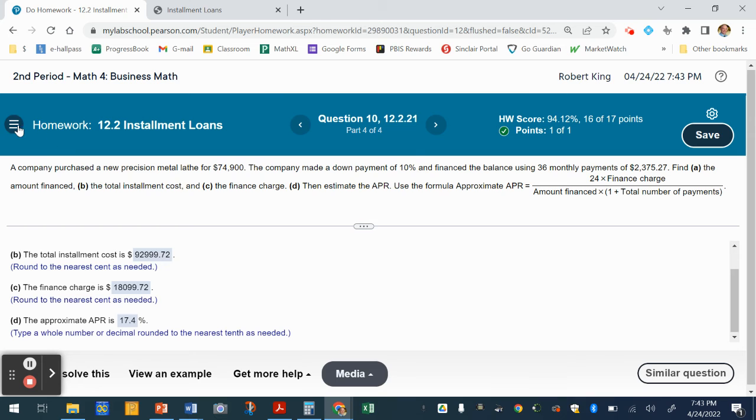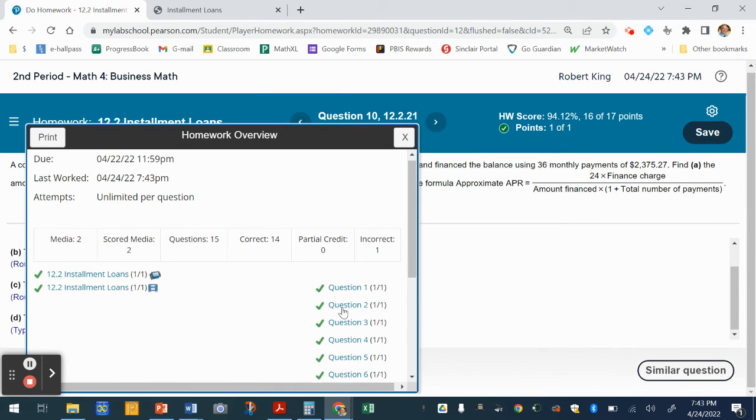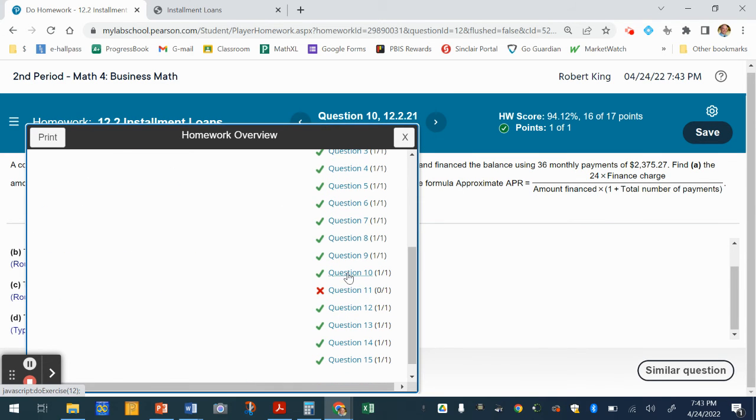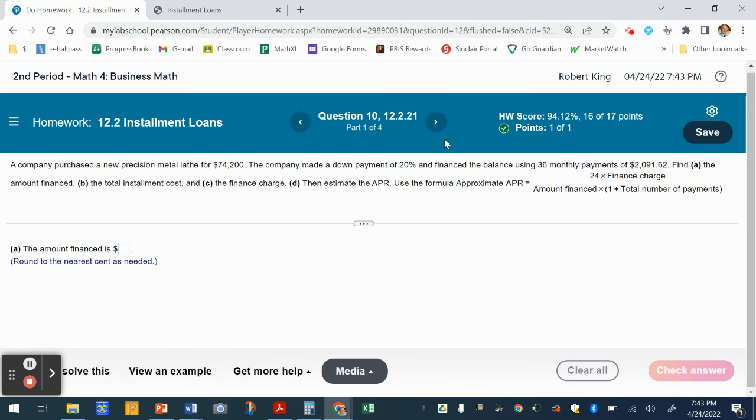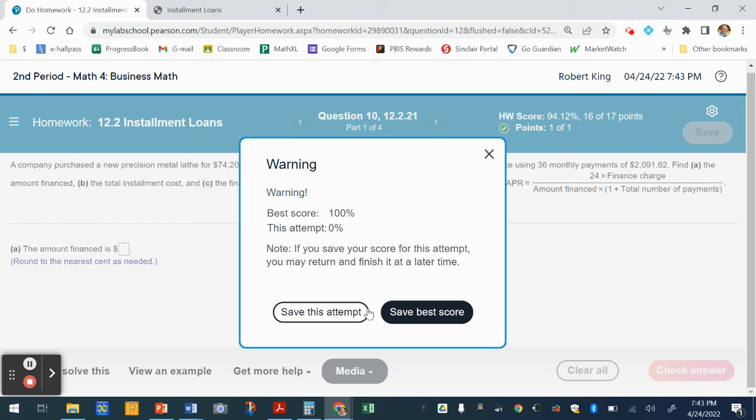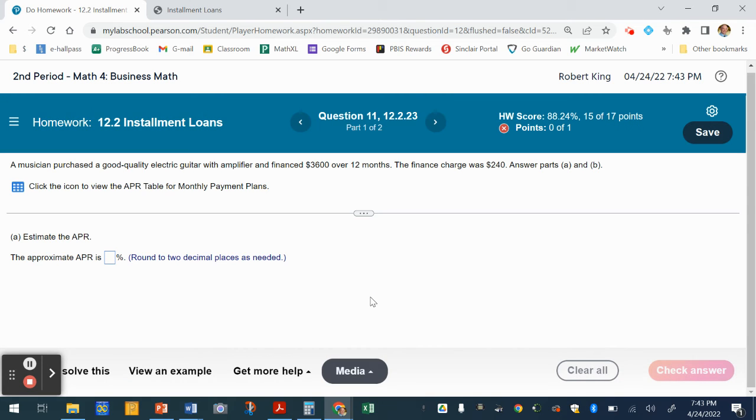Now I'm going to go to question number 10. I'm sorry, that was question 10. I'm going to go to question 11. A musician purchased a good quality electric guitar with amplifier and financed $3,600 over 12 months. The finance charge was $240. Answer parts A and B. Part A, the estimated APR. So that's what we just did.